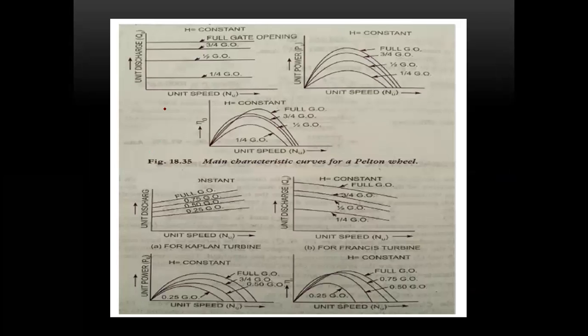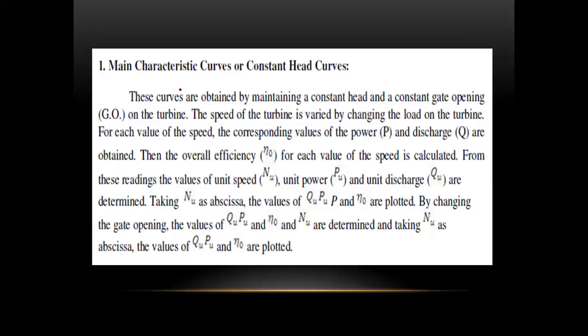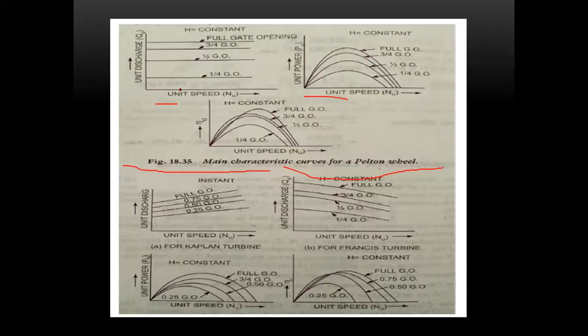See here the variation of unit discharge with unit speed, and unit power with unit speed. The main characteristic curves for a Pelton wheel look like this. These are the three main characteristic curves of a Pelton wheel. So if you get a question on the main parameters of this turbine or the main characteristic curves, you should roughly draw these figures and show them.